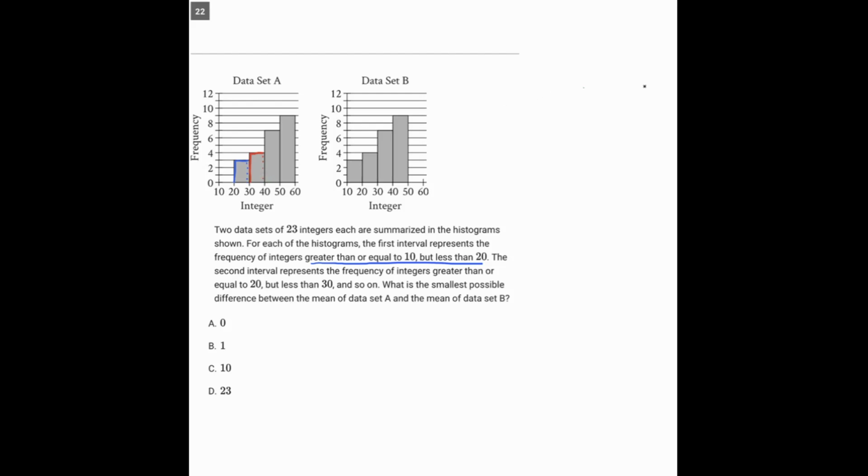So now let's imagine both of these histograms on a number line. Notice that the frequencies are all the same. We have 3 numbers here, 4 here, 7 here, and 9 here. Same thing here, 3, 4, 7, and 9.